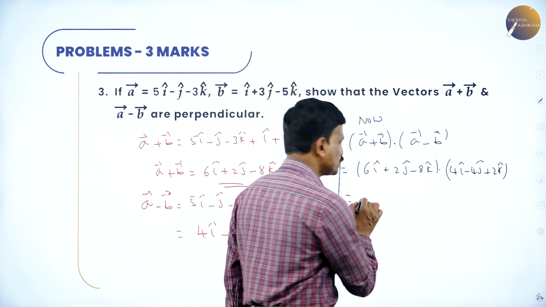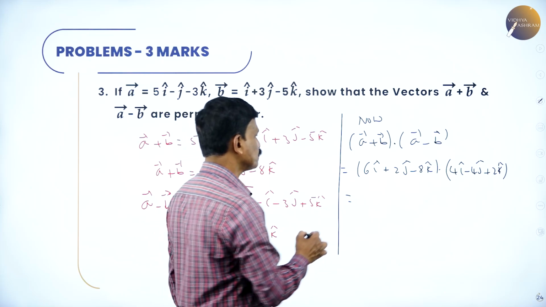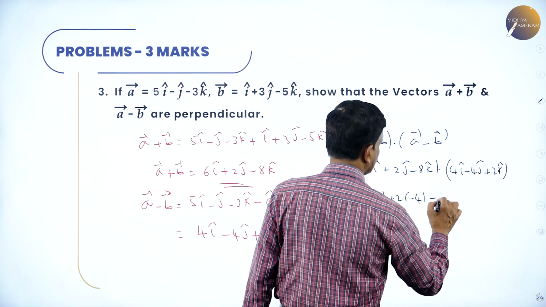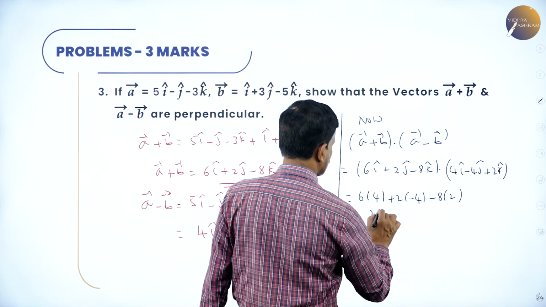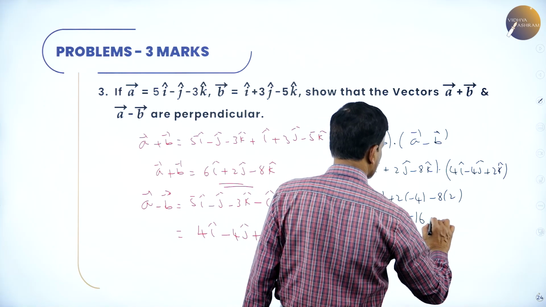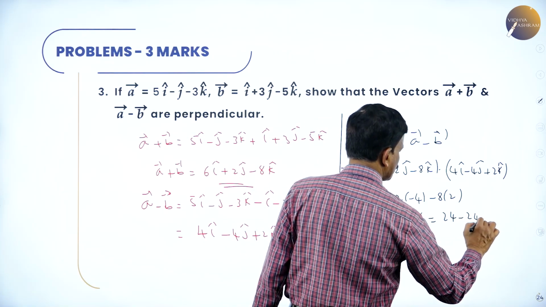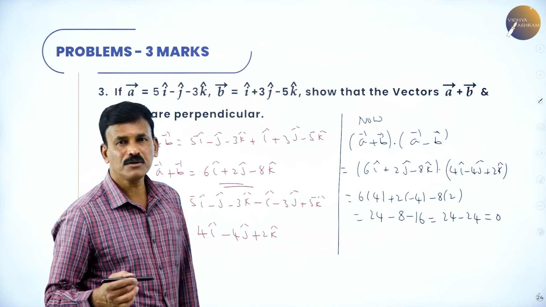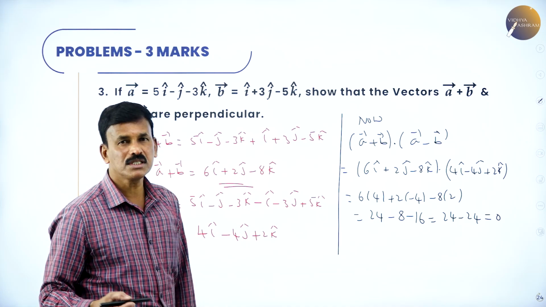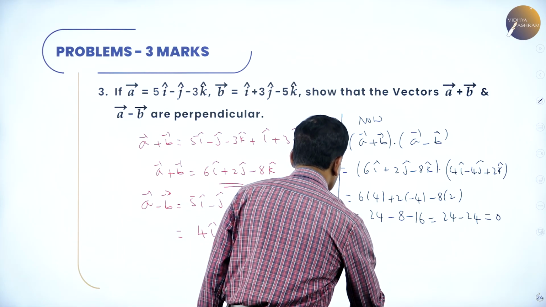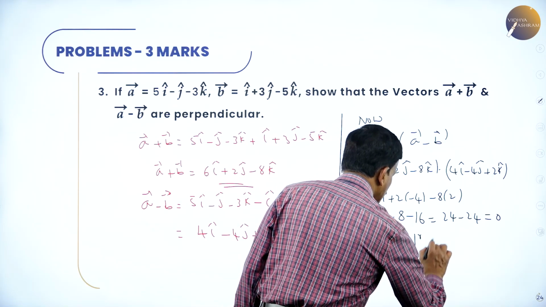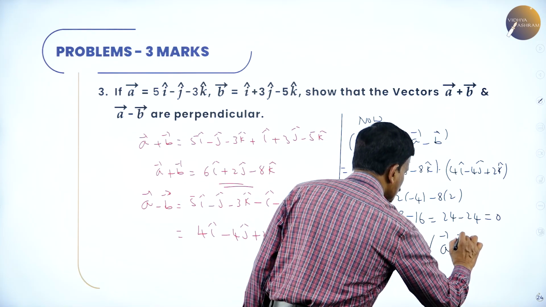If the dot product is equal to 0, then they are perpendicular. 6 into 4 plus 2 into minus 4 minus 8 into 2. 6 4s are 24, 4 2s are 8, 8 2s are 16. That is 24 minus 24, which is equal to 0. The dot product equal to 0 means the vectors are perpendicular. If A plus B dot A minus B is equal to 0, therefore, vector A plus B is perpendicular to vector A minus B.